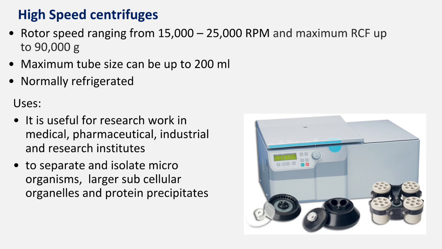Next one is high speed centrifuges, with rotor speed ranging from 15,000 to 25,000 rpm and maximum relative centrifugal force up to 90,000 Gs. Maximum tube size can be up to 200 ml, and they are normally refrigerated, because this high speed will cause heat. The coils generate heat, that's why usually it is refrigerated.